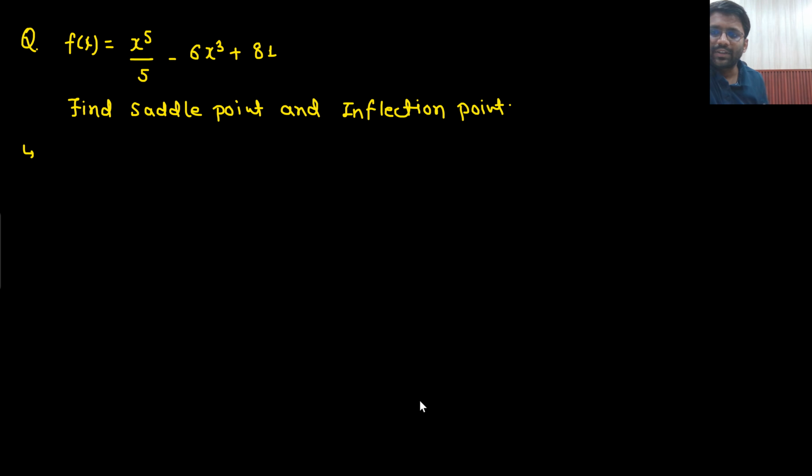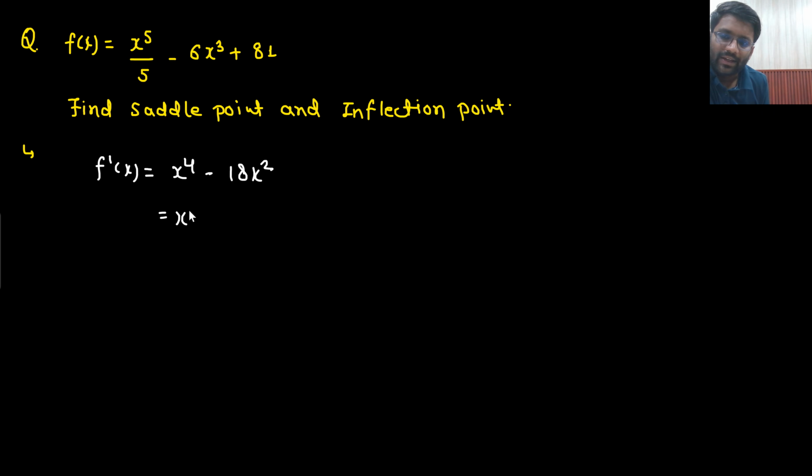Yeah, so did you solve this question? What we need to do is find out the saddle point and the point of inflection. So first we will find out f dash x. What we are getting is 5x to the power 4, so it will become x to the power 4 minus 18x square plus 81, that will be differentiated to 0, right?